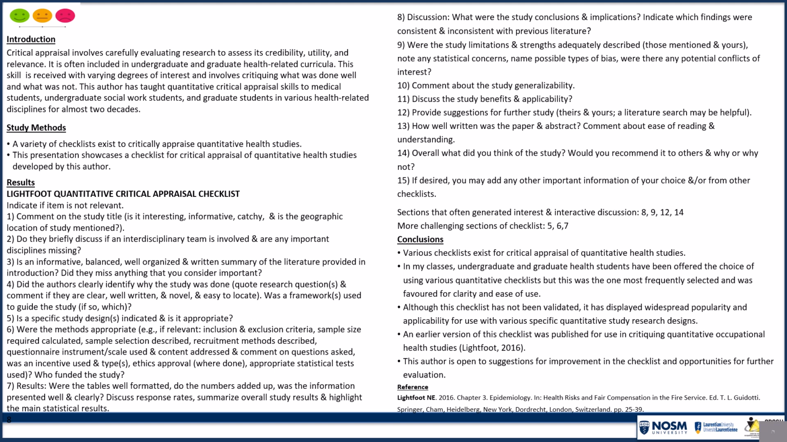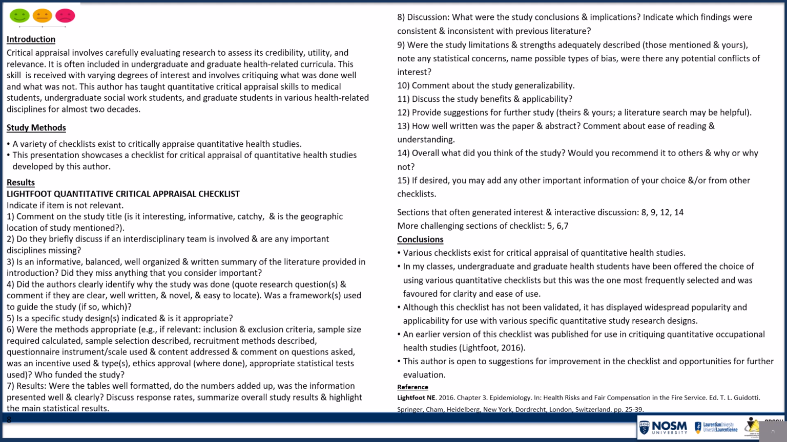For the discussion, what were the study conclusions and implications? Indicate which findings were consistent and inconsistent with previous literature. Were the study limitations and strengths adequately described? Note any statistical concerns, name possible types of bias, and were there any potential conflicts of interest?